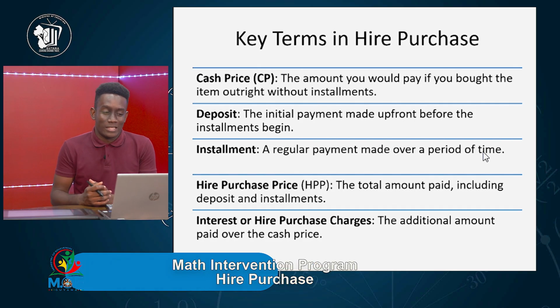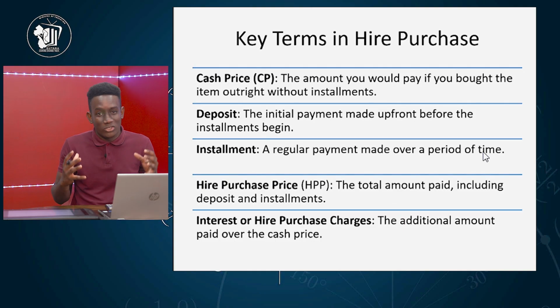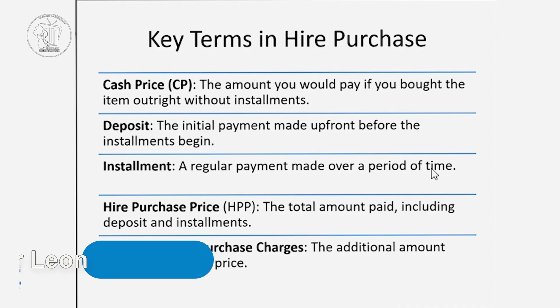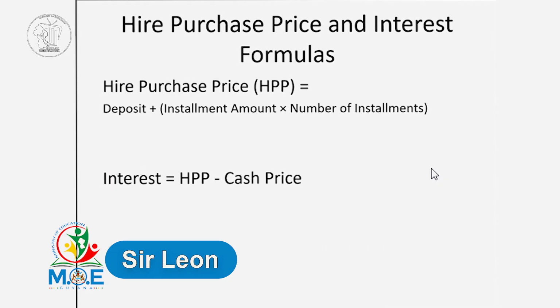So that is as it relates to all of the terms that you would commonly see when we work hire purchase. So let's look at some formulas. The formulas are there, but most times you can just read the question and answer it without these formulas. But to find hire purchase price, it's the deposit plus the amount that you pay for each installment multiplied by the number of installments. And then the interest would be the hire purchase price subtract the cash price.